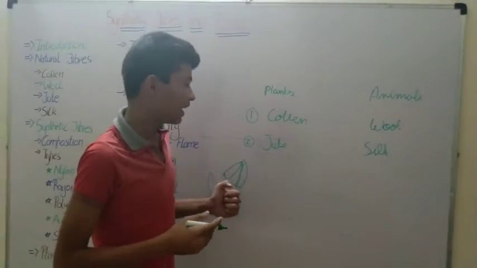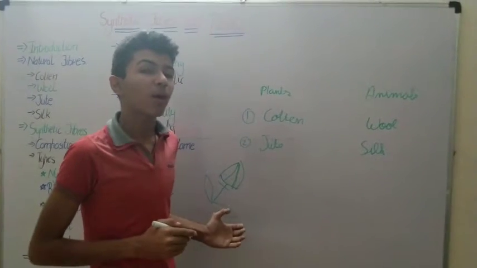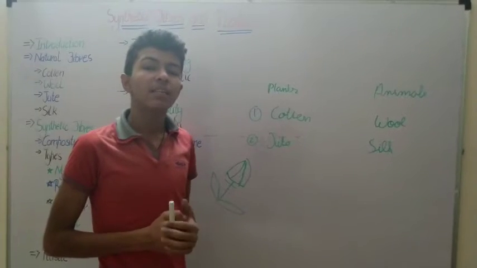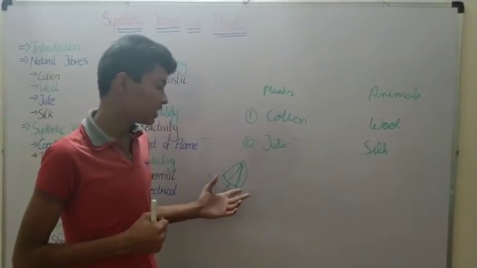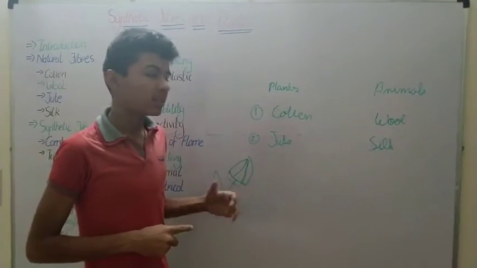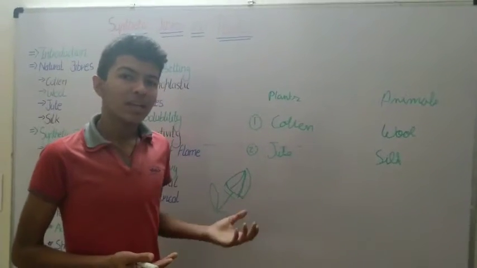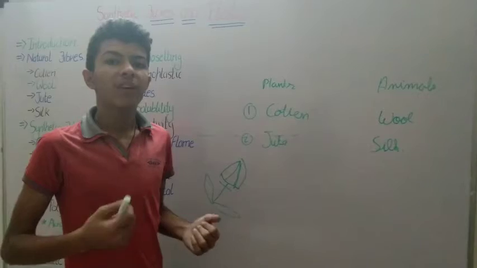After the cotton is ready to harvest, it has seeds inside. These are separated by the process of ginning. Ginning is the process in which high pressurized air is passed through the cotton to remove the seeds. After this, the cotton fibers are twisted to form yarns, and then they are woven to form fabrics.